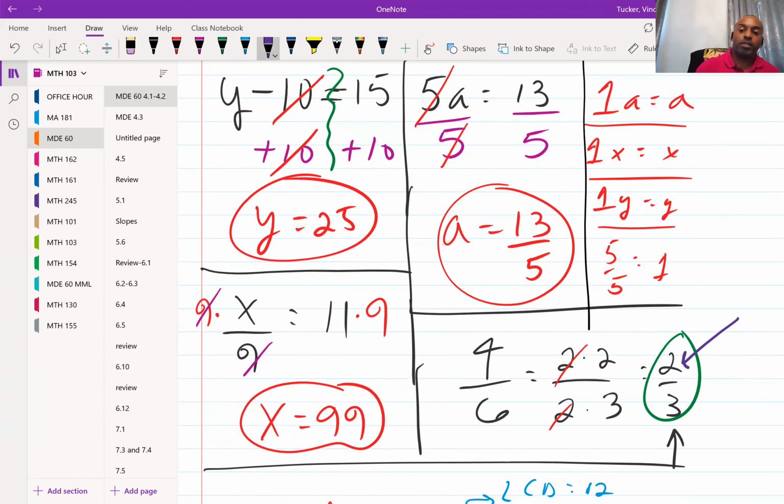But notice I left it as 2 over 3. I didn't convert it to a decimal, 0.6 repeated or anything like that. So you don't have to convert it to a decimal. You don't have to convert it to a mixed number, but you are expected to reduce where possible.